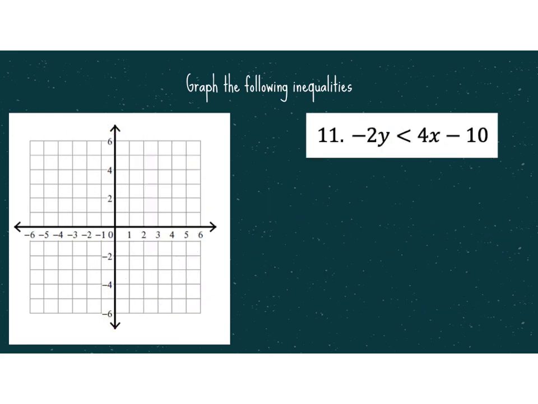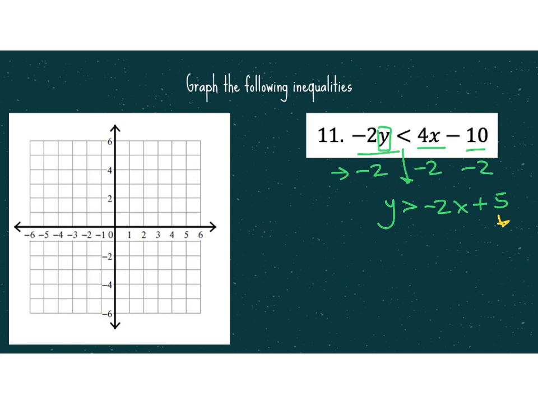Last one that we're going to talk about today, number 11. So what I need to do here to get the y by itself is divide by -2. Everything gets divided by -2, and I'm dividing by a negative, so my inequality symbol is now going to be greater than. I have y is greater than -2x plus 5. 4 divided by -2 is -2. -10 divided by -2 is positive 5.